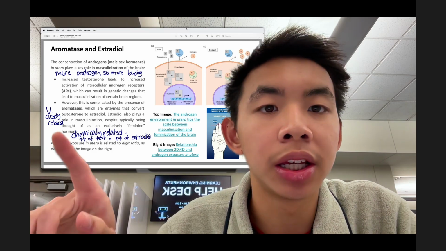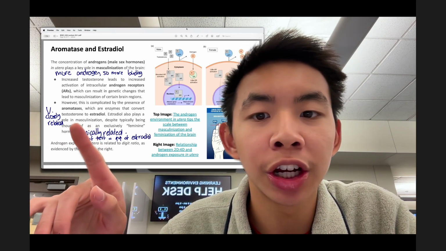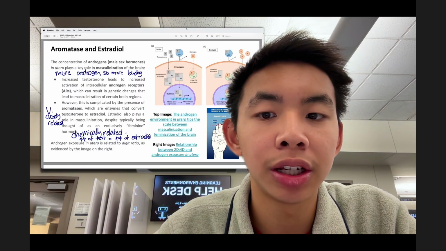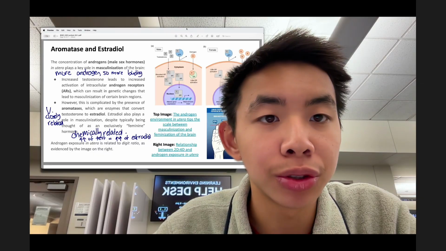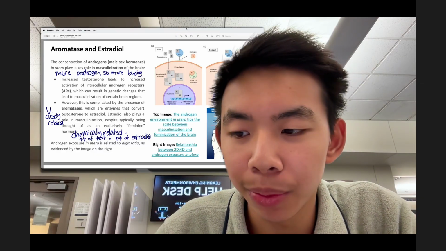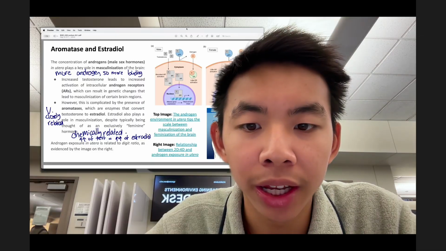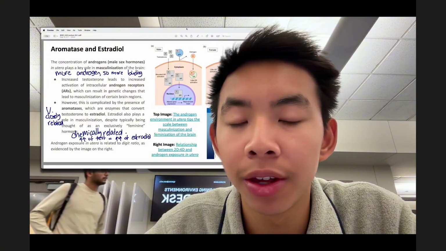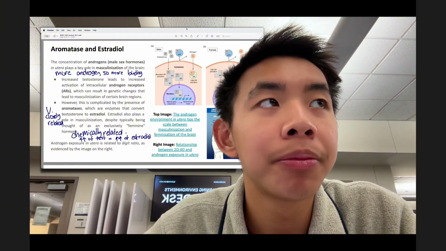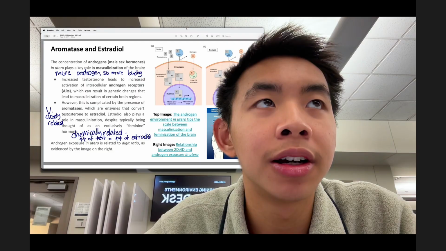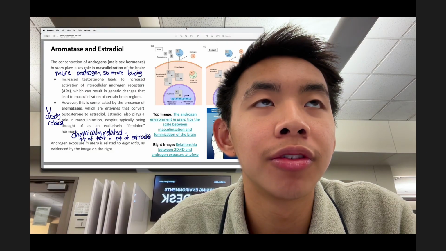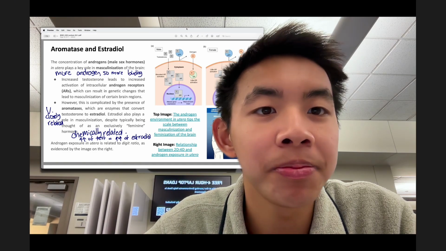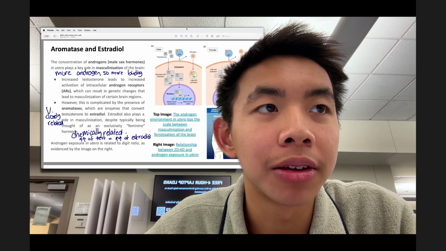It's complicated by the presence of aromatase, which converts testosterone to estradiol. So estradiol also plays a role in masculinization, which is kind of cool. They're chemically related. With excess testosterone, there's going to be more production of estradiol. That's why you see in bodybuilders the development of breasts, because they're taking external testosterone, as well as their testes won't work anymore.